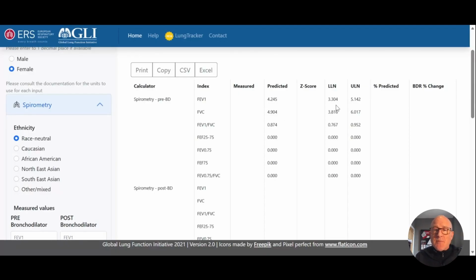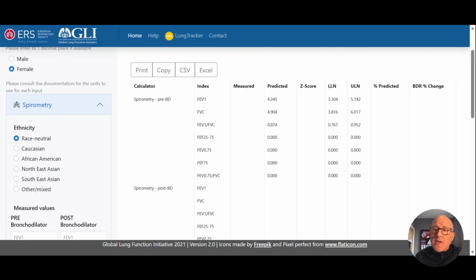It gives you the predicted, but it also gives you the lower limit and upper limit numbers. In other words, what are the ranges around this median? I love the fact that it provides you with that. So we know that if they're below this number, they're restricted, but how low is low?